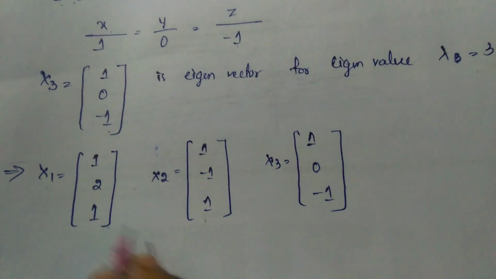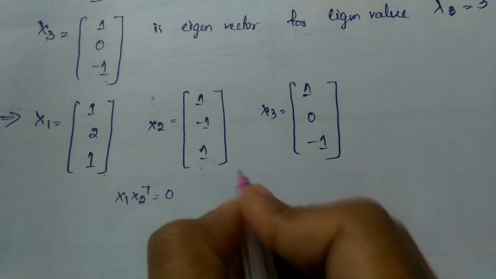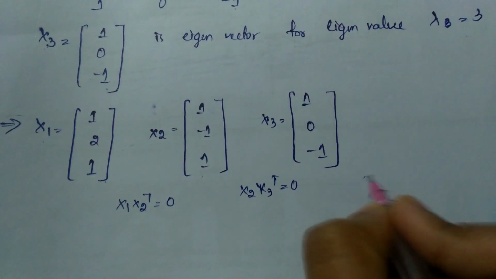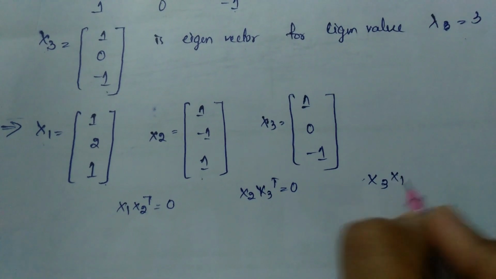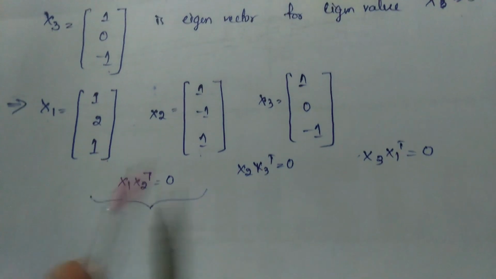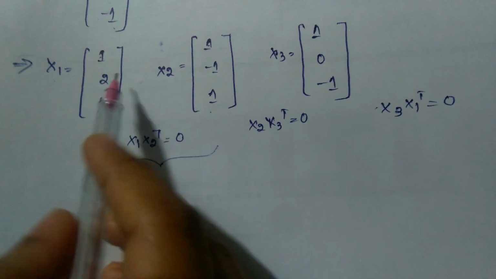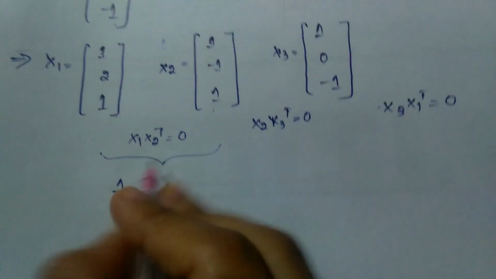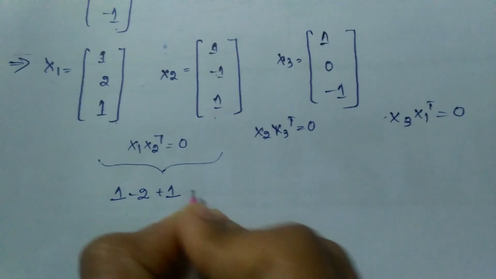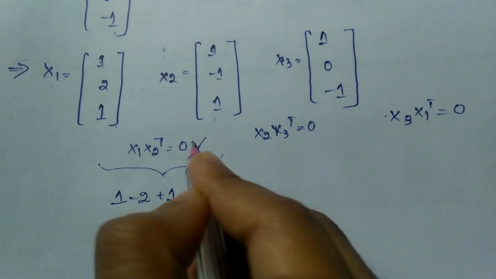So now to check this, we have seen the condition as x1 x2 transpose should be equal to 0, x2 x3 transpose should be 0, and x3 x1 transpose should be equal to 0. So when we multiply them, 1 into 1 is 1, 2 into minus 1 is minus 2, then 1 into 1 is 1, that comes as 2 minus 2 equals 0. So this condition is satisfied.